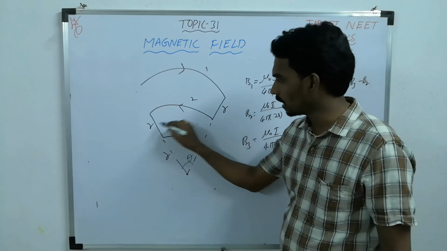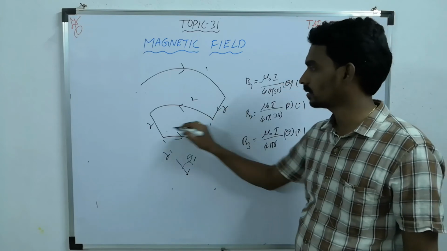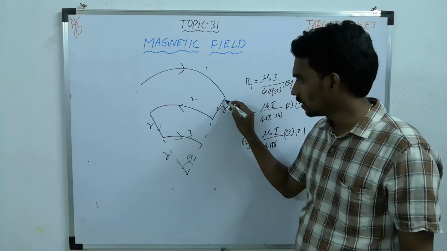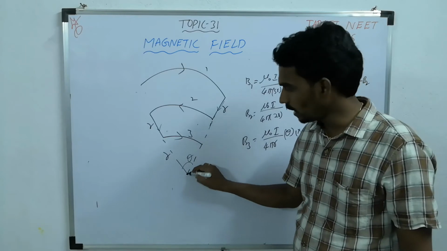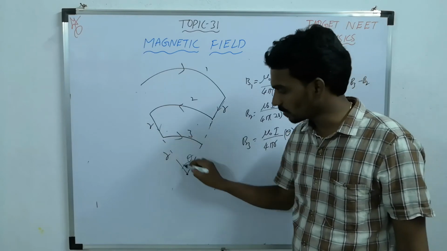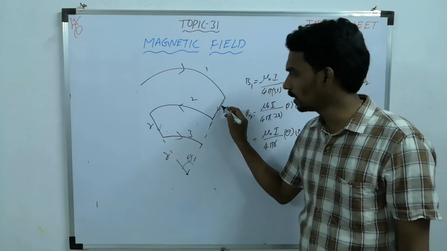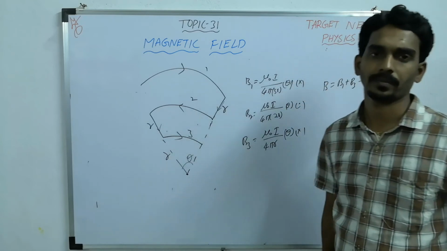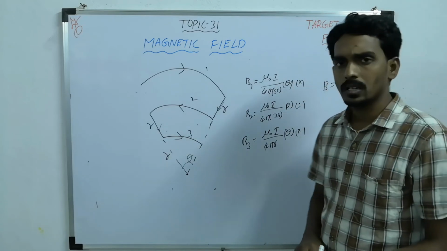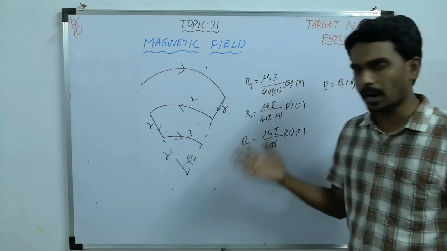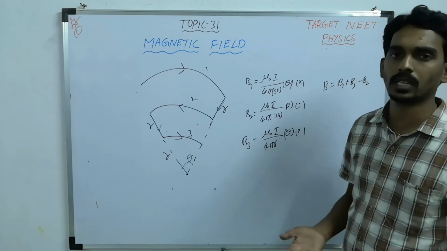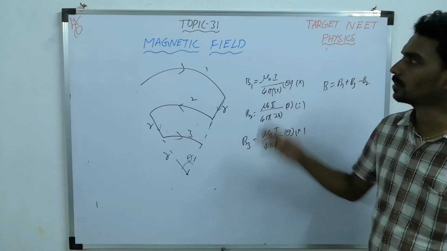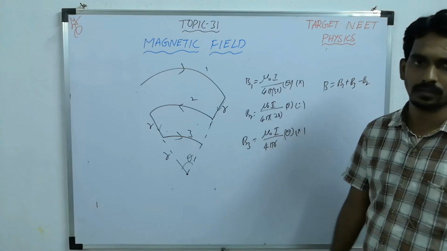Don't consider these elements, because if you consider the line, the point is on the line. This also is the same, the point is on the line. So what is the field due to this and this? 0. So like that, you divide the given element into parts and take the individual field and represent the direction, then go for the vector addition, because the magnetic field is a vector.